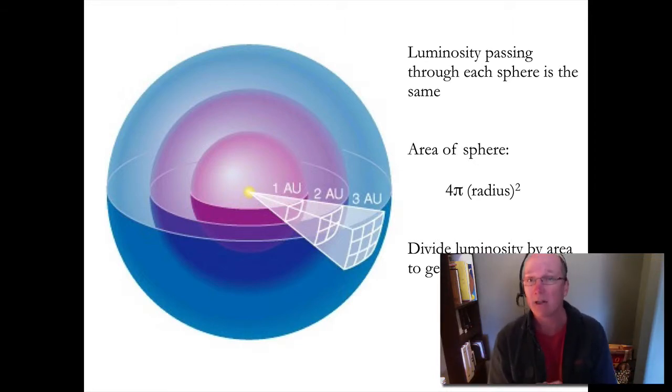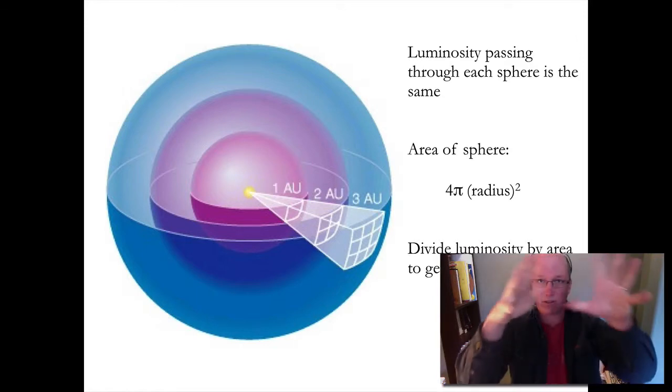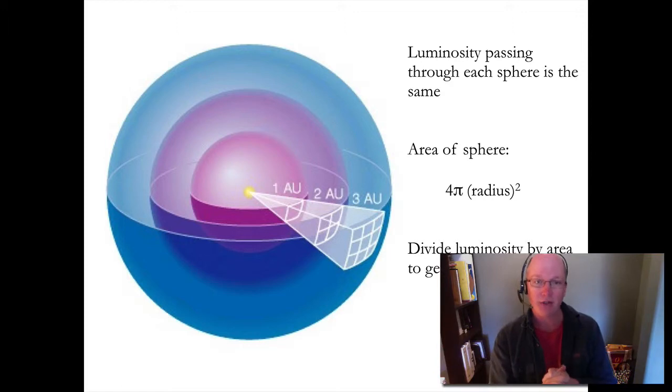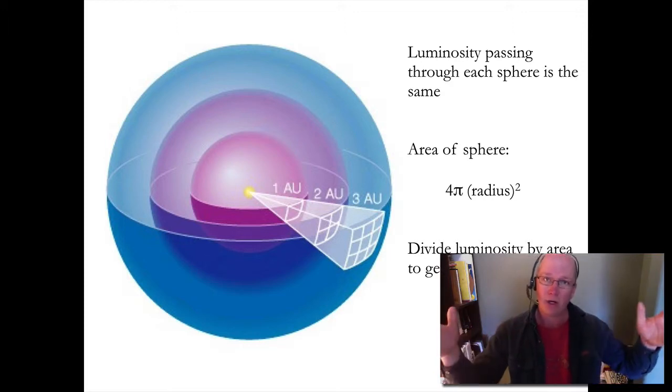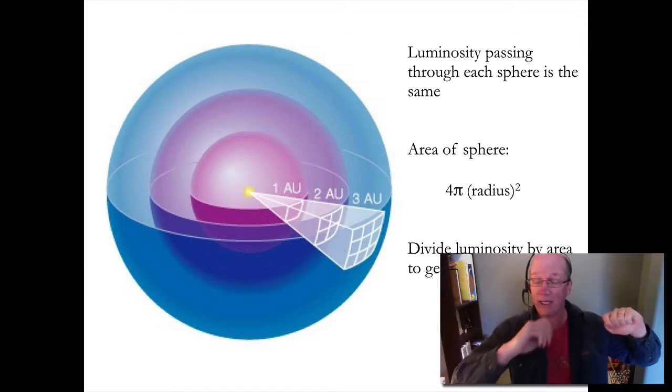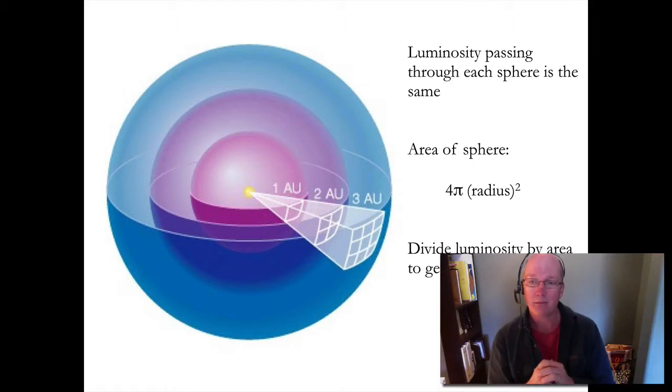And since area goes like the square of the distance away from the object, if we imagine a spherical distribution of energy, the farther away you go, the dimmer the light appears, and it drops in brightness by the radius squared. So if I'm twice as far away, that means I'm 4 times dimmer. If I'm 3 times as far away, it means I'm 9 times dimmer.